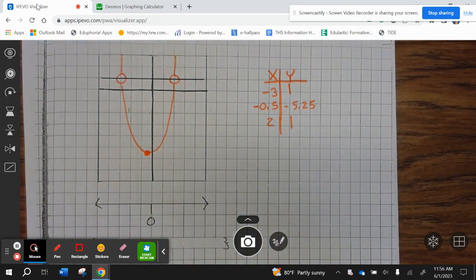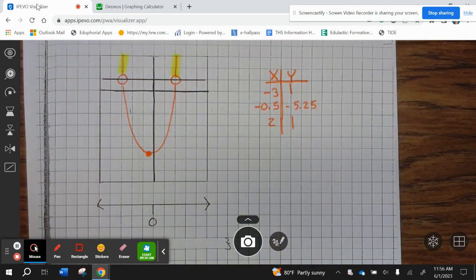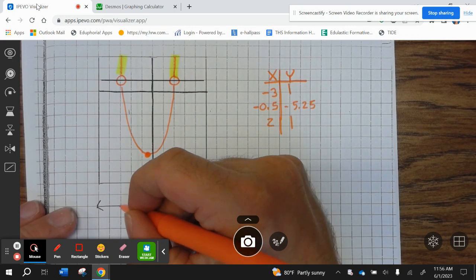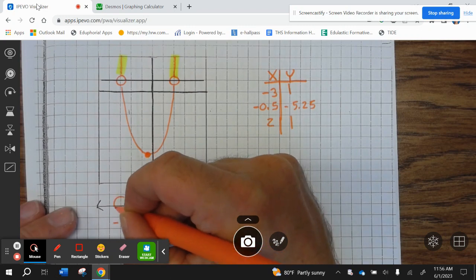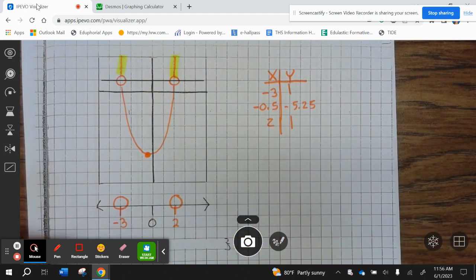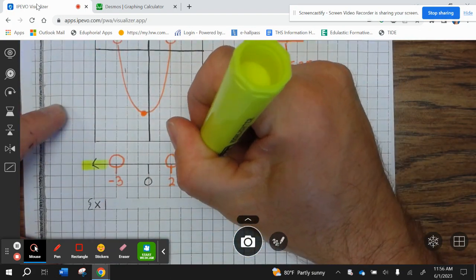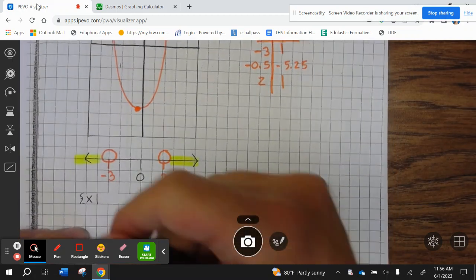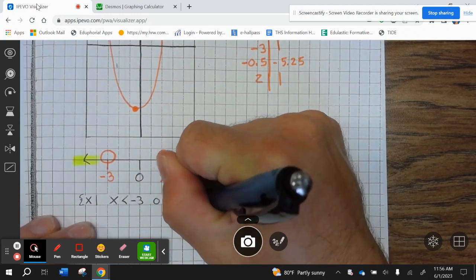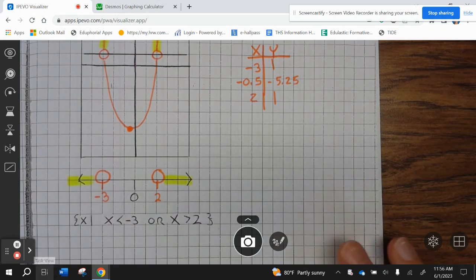Now, we want when it's greater than, so it's greater than the line here and here. Connecting that to the number line, that would be negative 3, open circle, and then 2, open circle, and then we're shading to the left and right. So our solution is x less than negative 3 or x greater than 2. All right, go ahead and finish up example number 1.